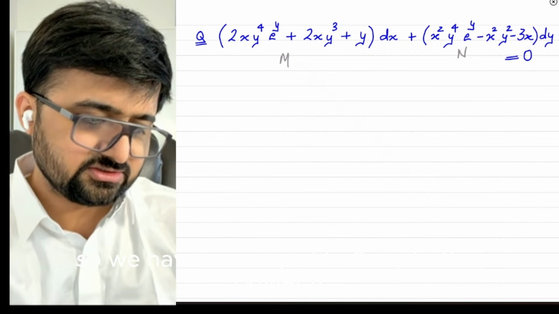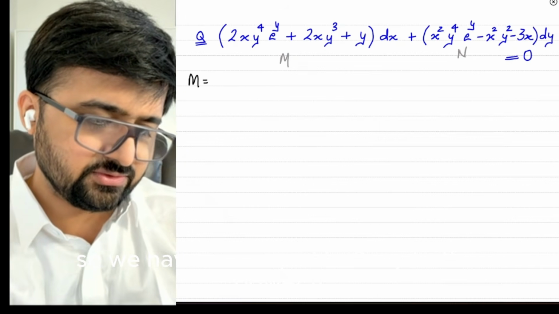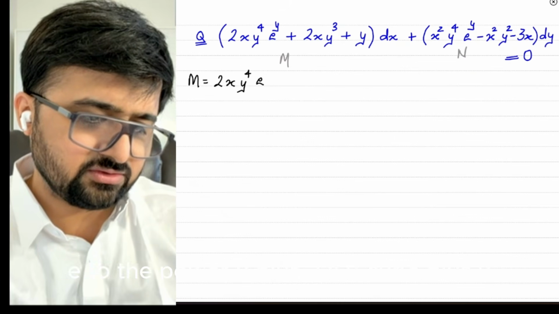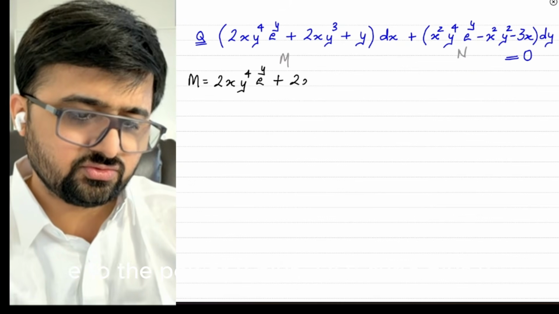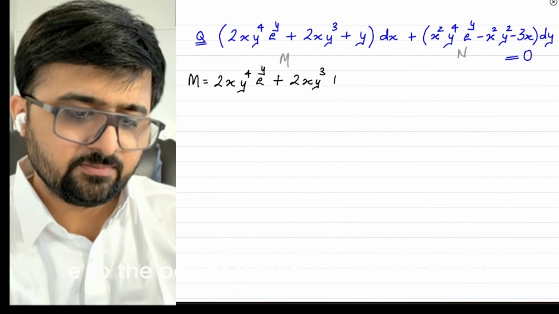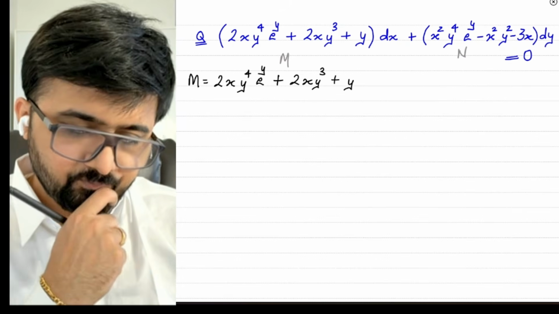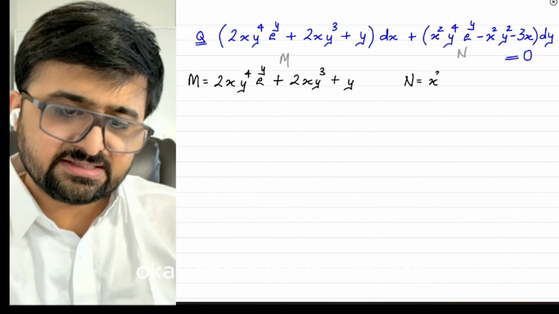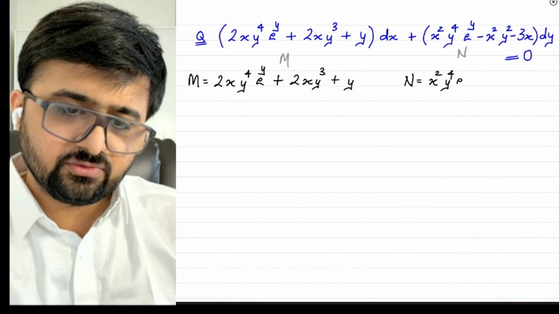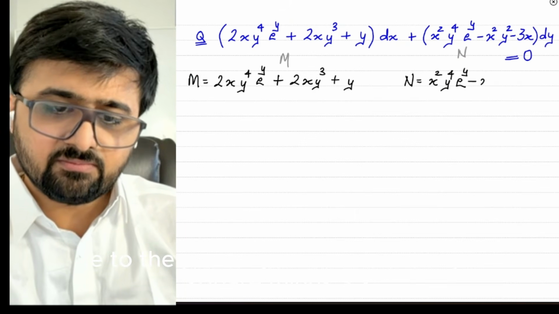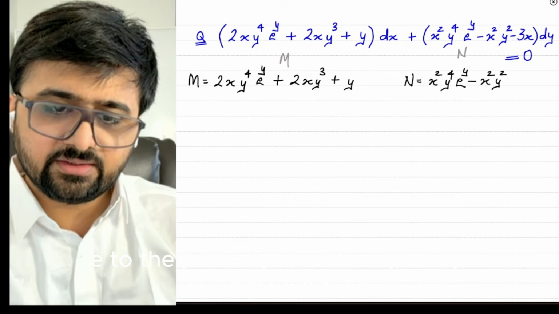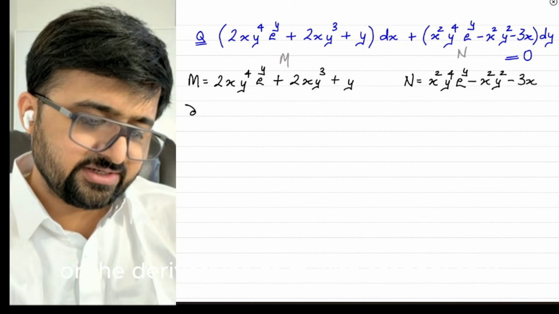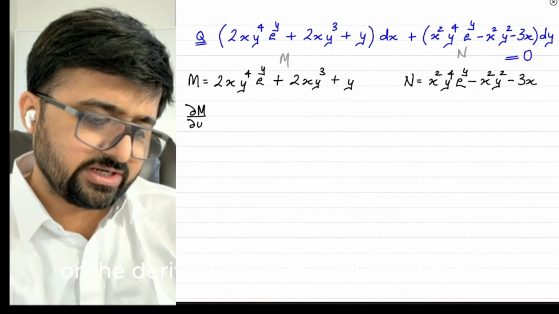So we have M is equal to 2x y^4 e^y + 2x y^3 + y, and our N is x^2 y^4 e^y - x^2 y^2 - 3x. Let's take the derivative of M with respect to y, and let's see what we get.